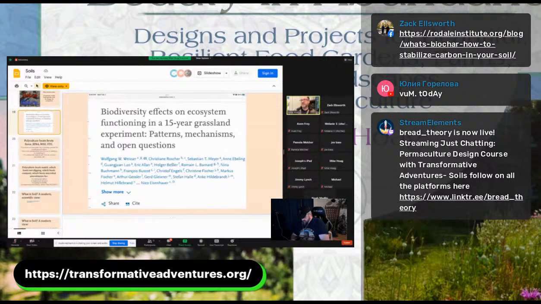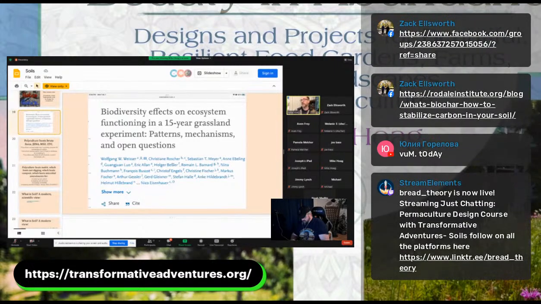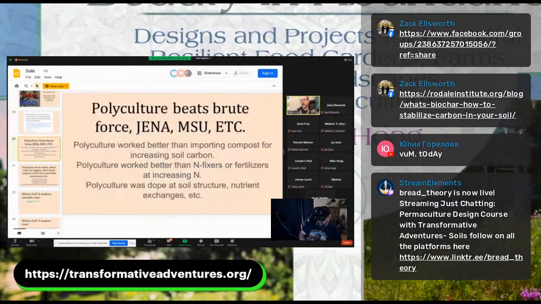If you do that, that biodiversity will form relationships that will again tweak the soil towards naturally breaking down those waxy compounds, building soil structure compounds that will actually infiltrate water better and hold the water better in the soil. So polyculture can do that. This study is all about the effects of polyculture. It turns out polyculture beats brute force, is what the researchers said.